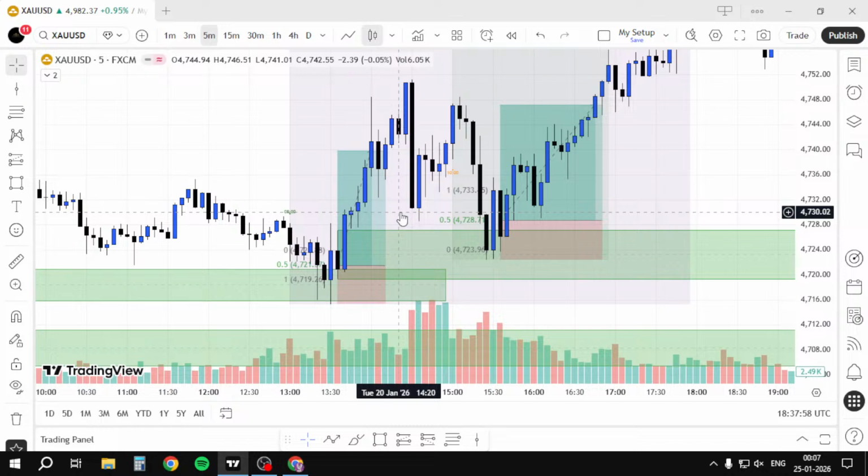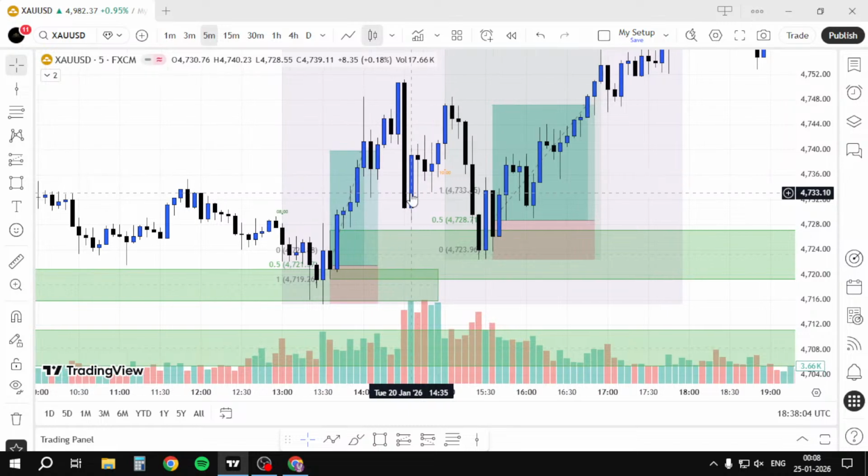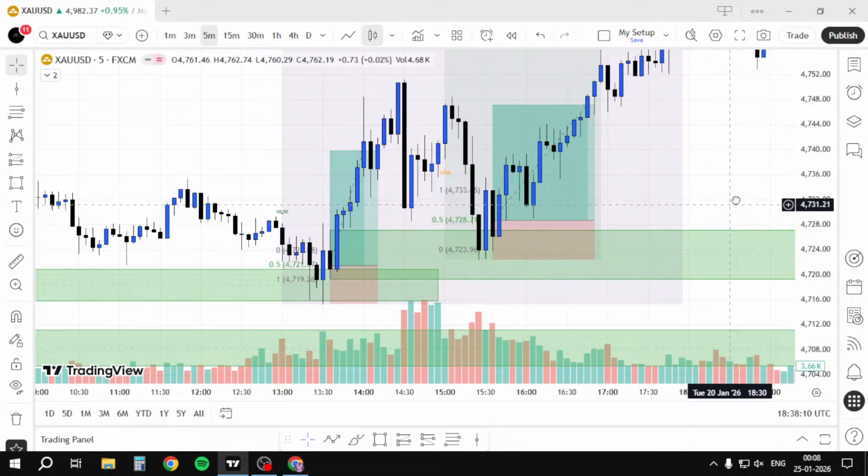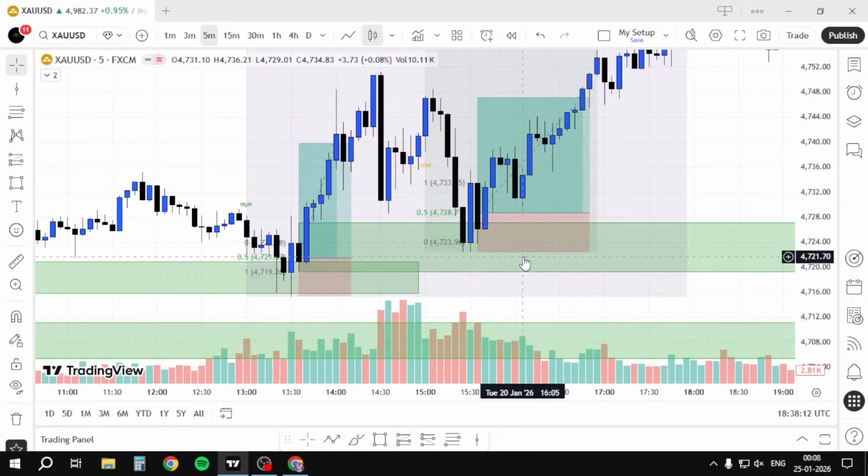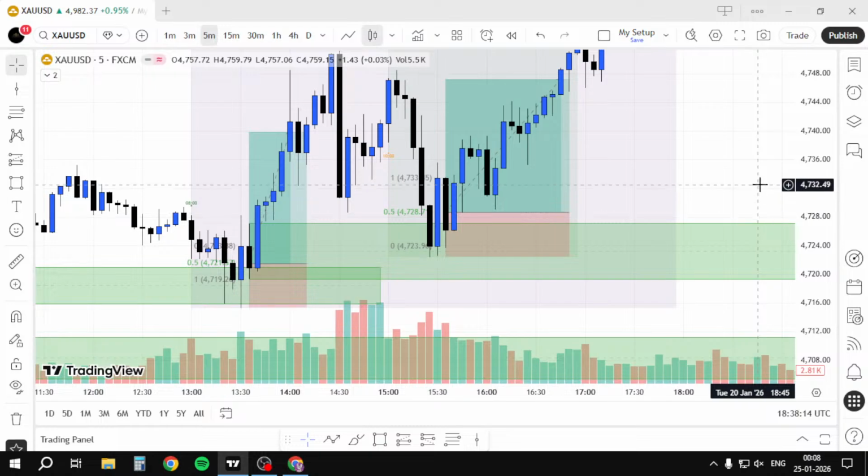No matter if it's TP hit or stop loss hit, take only one trade. Okay, now see, this one tapped. Then you have to wait for the follow through candle. Now see, as I said, the conditions that you have there must be wicks.